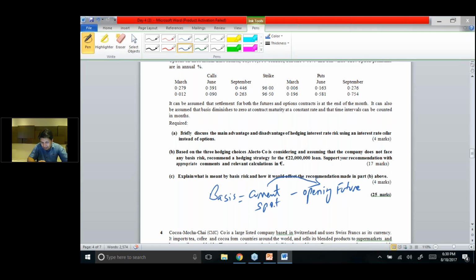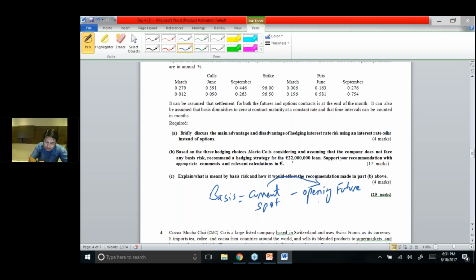What is the risk? The risk is that these rates are not going to be the same, not going to be equal. What is basis risk? That these two rates will not become equal. So we assume that basis risk will be zero. We assume that the company will not face any basis risk. We assume that this current spot and this opening future rate are going to be the same. So that's why we always assume that the company does not face any basis risk. That means the company is assuming that this spot rate will become equal to the opening future rate.